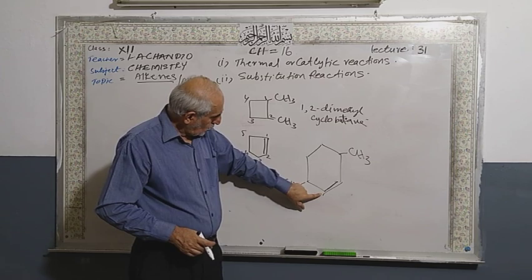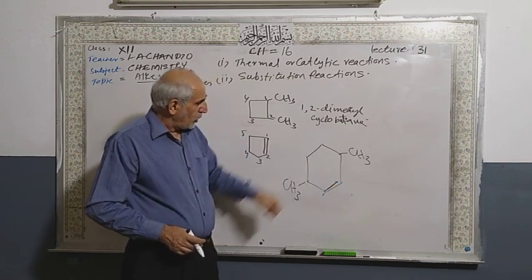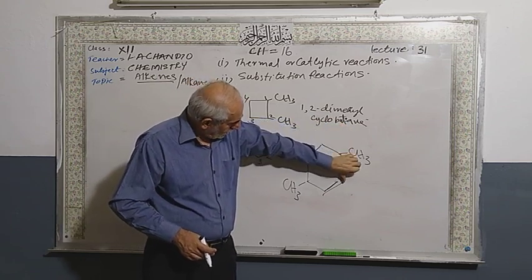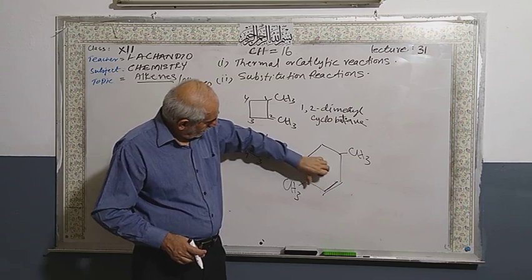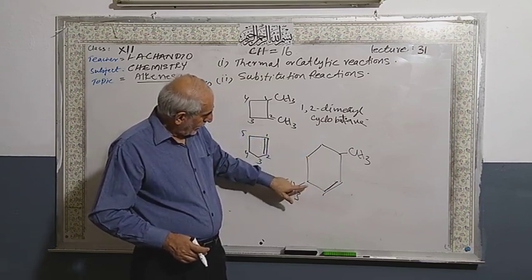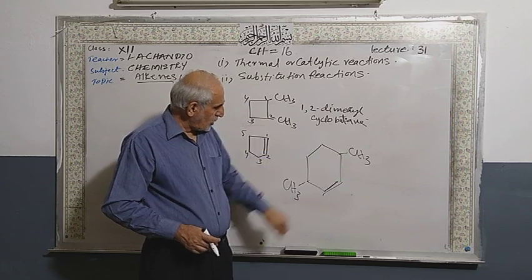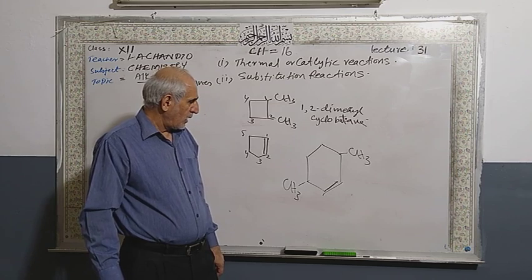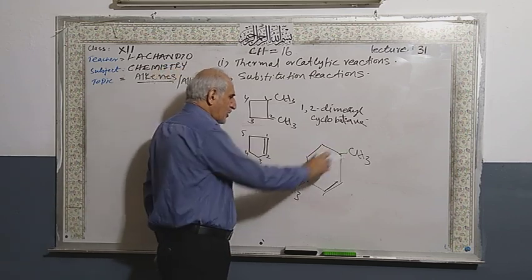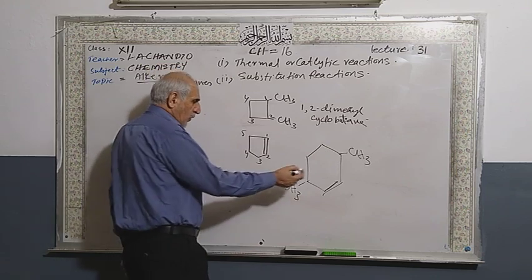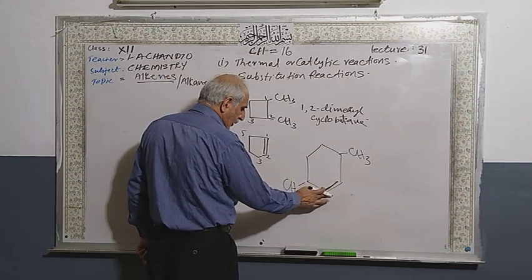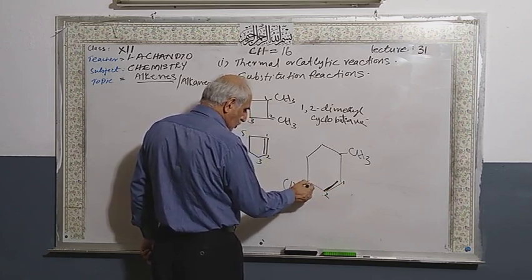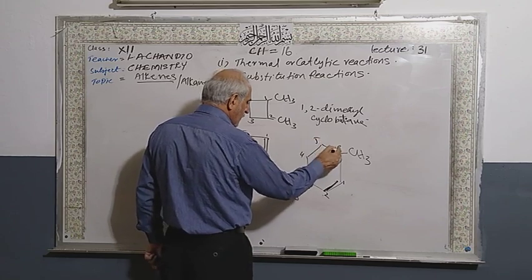1, 2, 3, 4. So if I start from here, 1, 2, 3, 4. And this is the 1, 2, 3, 4, same distance. Same distance. So branches are nearer from this side. Or if you start from the double covalent bond, this carbon is 1, 2, 3, 4, 5. So this is one possibility.